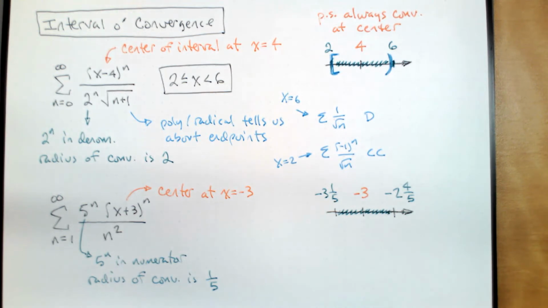In this case, at one end, at the end point, one end will be a 1 over n squared, which is absolutely convergent. The other end will be a negative 1 to the n over n squared, which is also absolutely convergent.